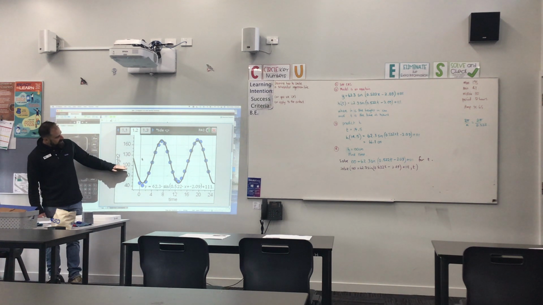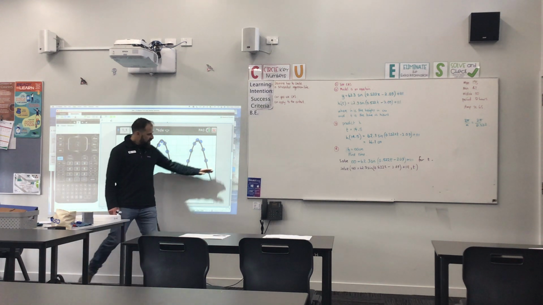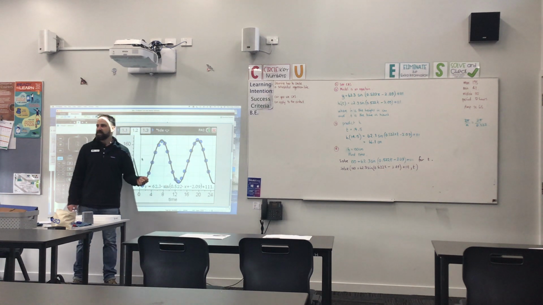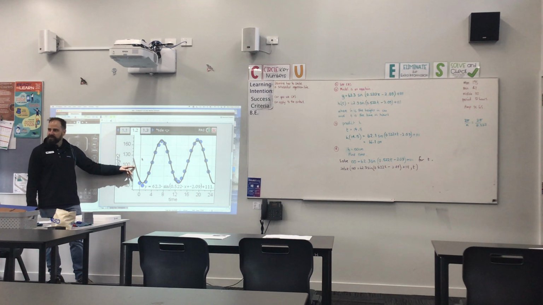When did 100 centimetres? So 100 centimetres is here. I can see 1, 2, 3, 4 points where it's 100 centimetres. I've also got another one over here. That one's not possible. Why is that one not possible? Because it's negative time and we cannot go back in time. No one's built a time machine yet, as far as we know.